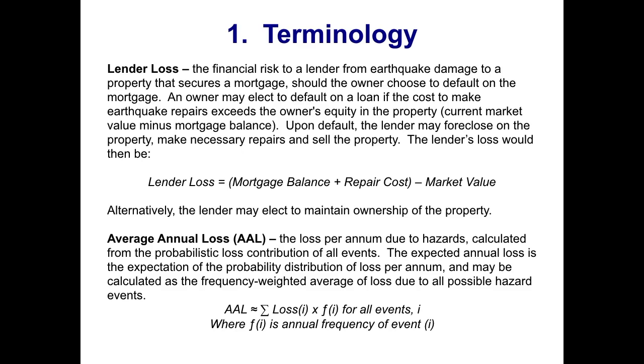Average annual loss, or AAL, that's the loss per annum due to earthquake hazards, calculated from the probabilistic loss distribution that considers all of the different events. The expected annual loss, or average annual loss, is the expectation of the probability distribution of loss per annum, and it can be calculated roughly as the frequency-weighted average of loss due to all possible hazard events. And you see down below, AAL is equal to the sum of the loss sub i times the frequency sub i for all events sub i.